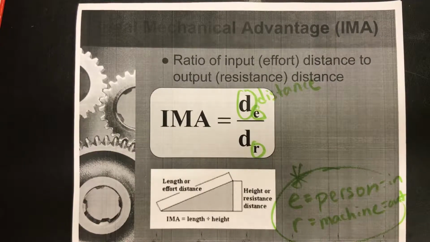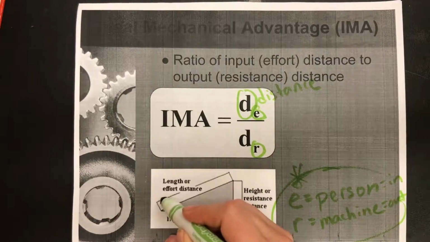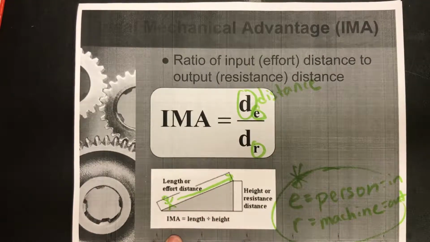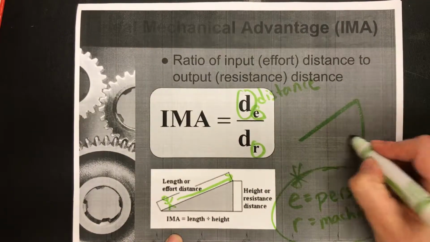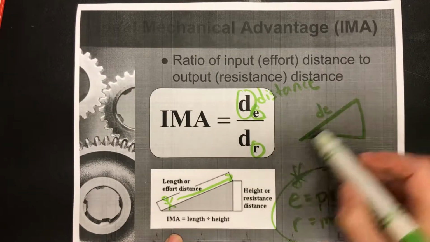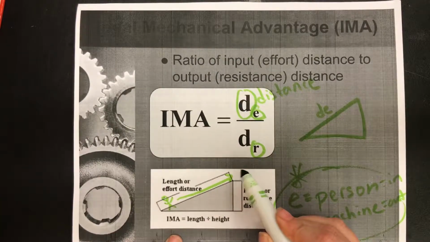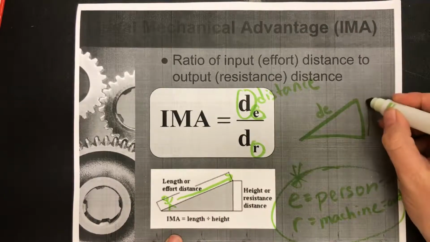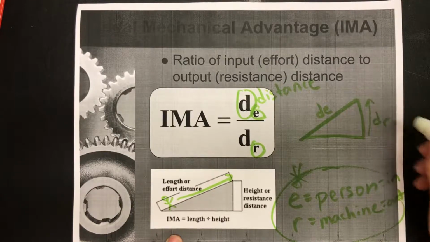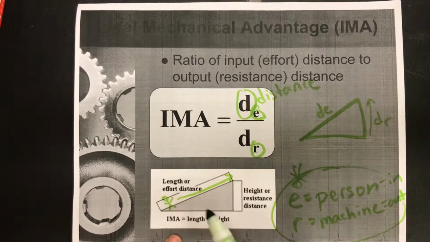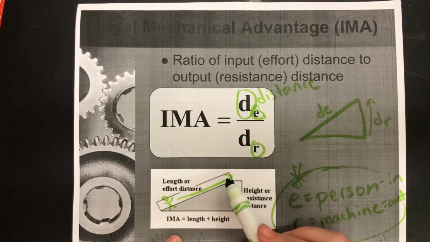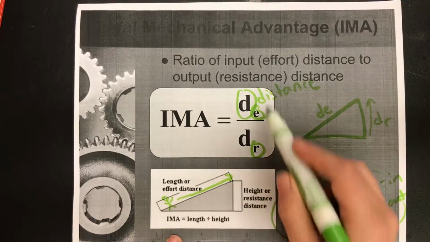Okay? So when it comes to a ramp, shown in this picture, the person has to walk up the ramp like that, right? So that means if you were to redraw this, this value would be the DE, because the person has to go that way, but the machine, which is the ramp here, the inclined plane, is actually bringing the object up. So that's going to be your DR. So when you have an inclined plane like this, to find the IMA, all you're going to do is the length, which is this, divided by the height. Same as this equation. Okay?